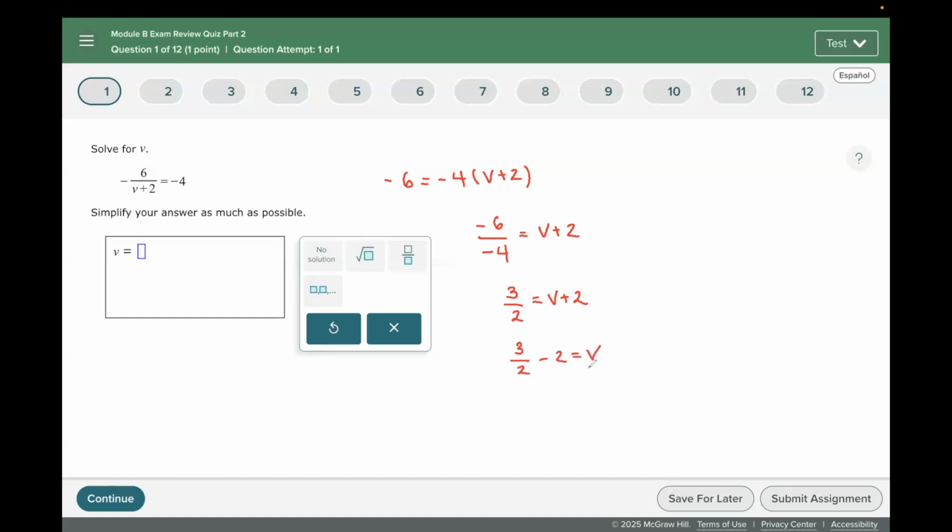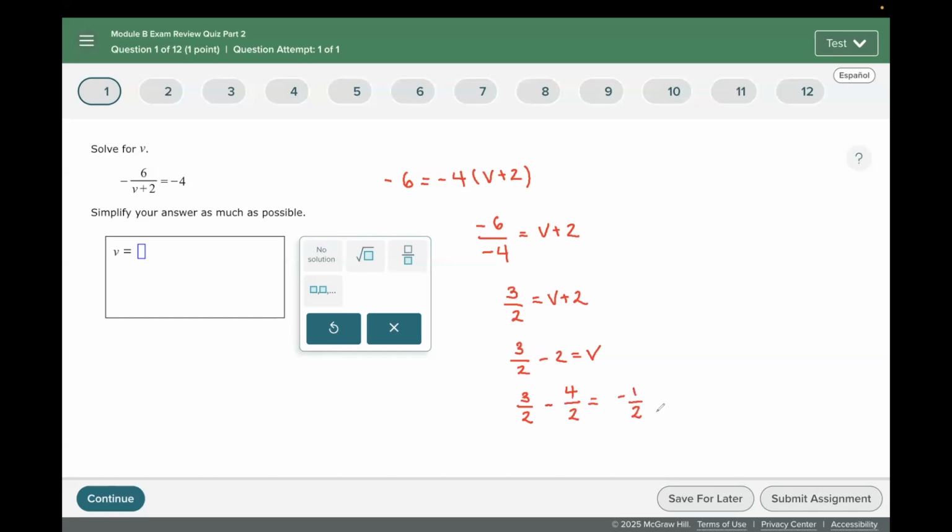Now, from what I've seen, Alex will not give you credit if you leave it in this form. So when it says simplify your answer as much as possible, they want you to write this as a single fraction. So we can do that by saying, well, 3 over 2 minus, now let's make a common denominator. So 2 here, I'm going to multiply 2 by 2 over 2, so minus 4 over 2. So 3 over 2 minus 4 over 2, that's going to be -1/2.